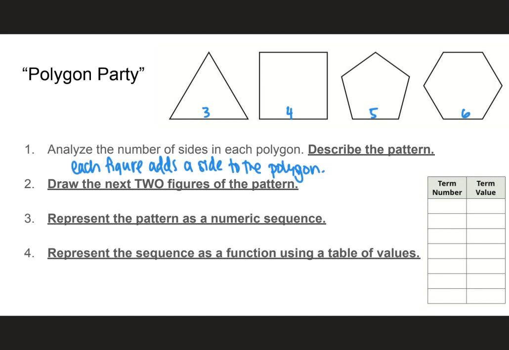Okay, so if we were to draw the next 2 figures, it would be a 7-sided polygon. So I'll try my best for that. Let's see, 1, 2, 3, 4, 5, 6, 7. And then it would be an octagon, which would be 8 sides. So that's like a stop sign.